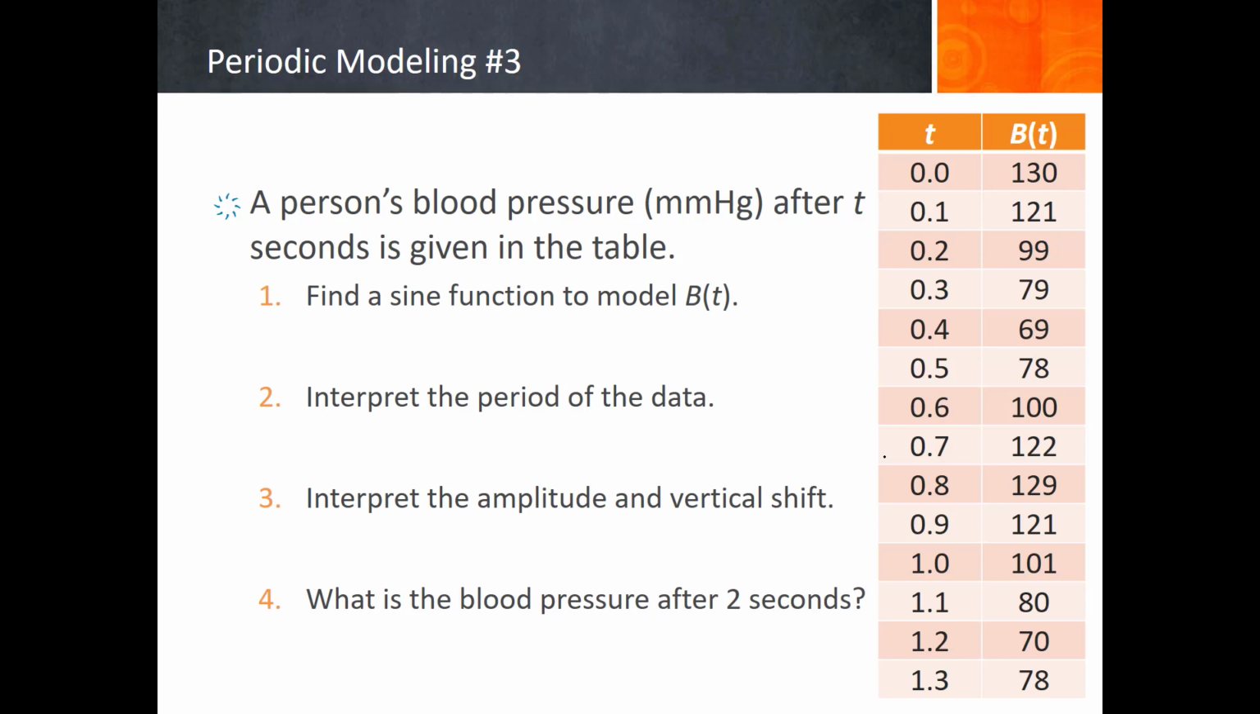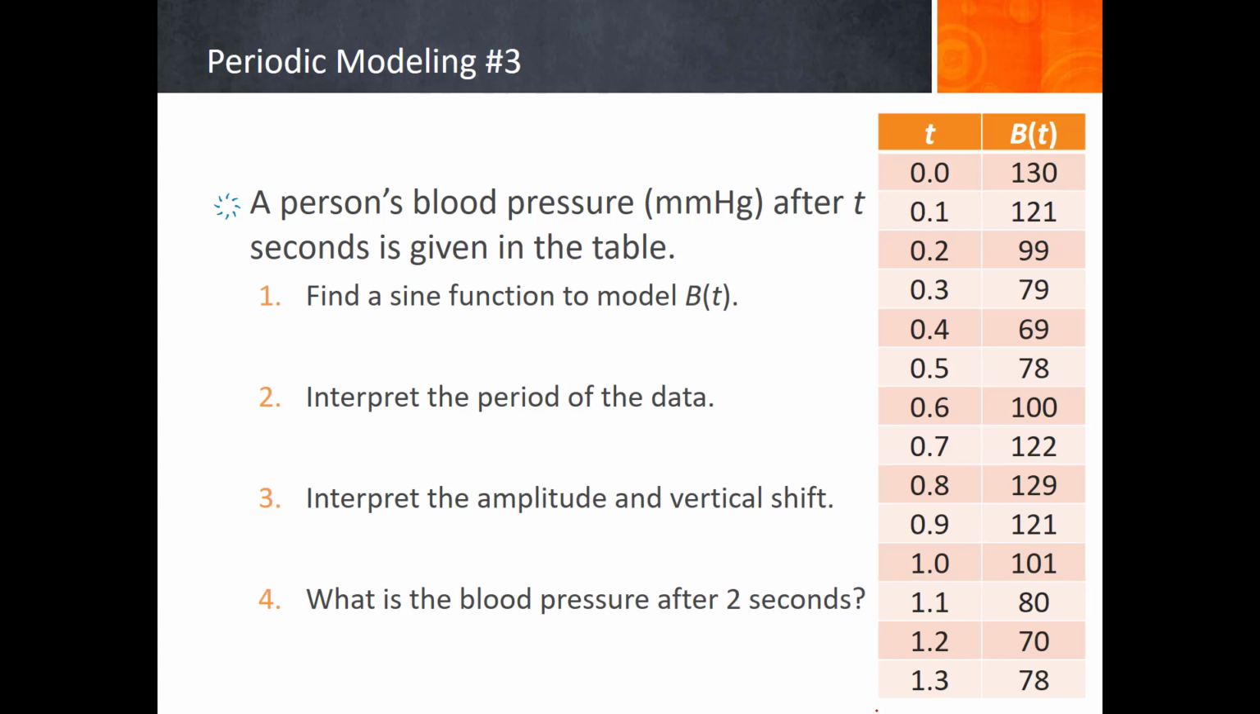And then their blood pressure at 0 seconds started at 130 millimeters of mercury, and it dropped all the way down to 69 millimeters of mercury at 0.4 seconds, back up to 129 at 0.8 seconds, down to 70 at 1.2 seconds, and then it starts to come back up again. So we'll do a few things differently this time. First, let's find a sine function to model this blood pressure. So we won't mess with cosine, we're just going to do sine in this case.